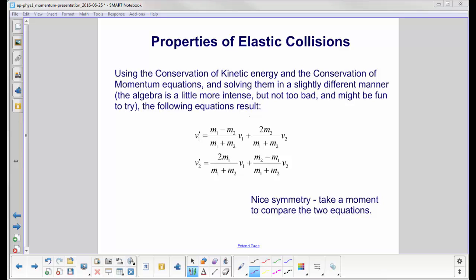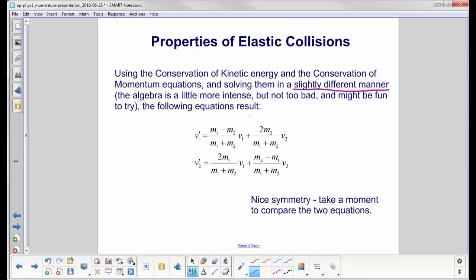Once again, if we use the conservation of kinetic energy and the conservation of momentum equations, but solve them in a slightly different manner, the algebra is a bit more intense, not too bad, and it might be fun to try. The following equations result. We can find the final velocity of the first object. It's equal to (m1 minus m2) over (m1 plus m2) times the initial velocity of the first object, plus twice the mass of the second object, again over (m1 plus m2), times the initial velocity of the second object.